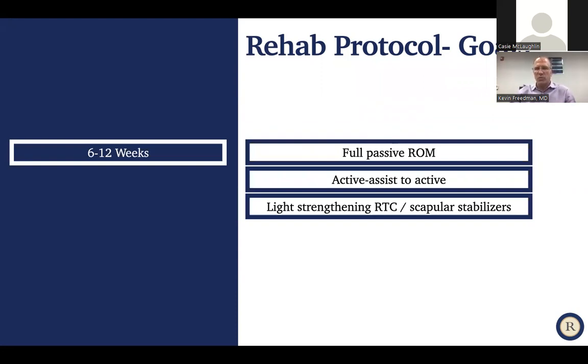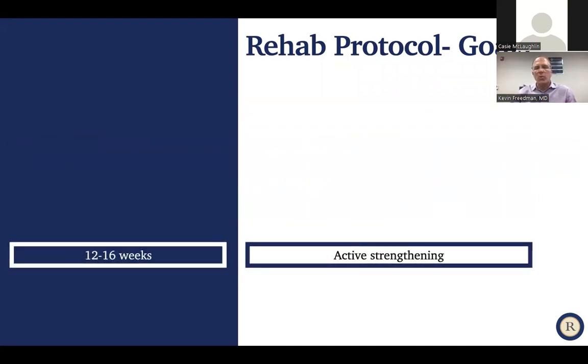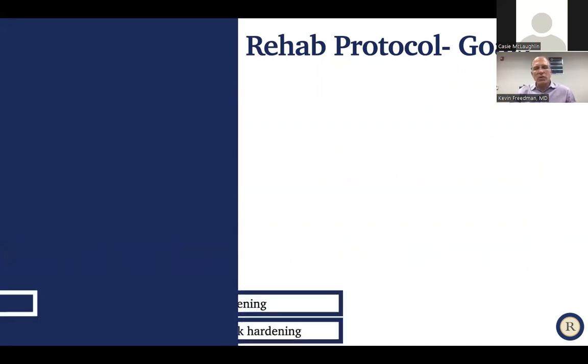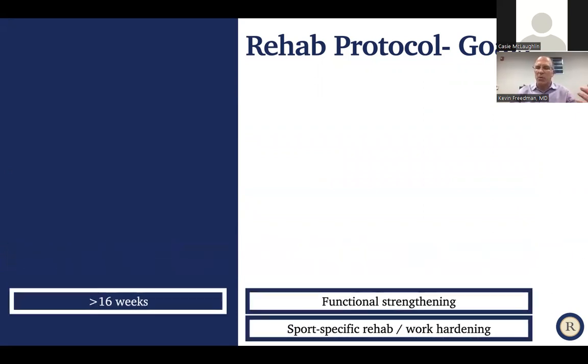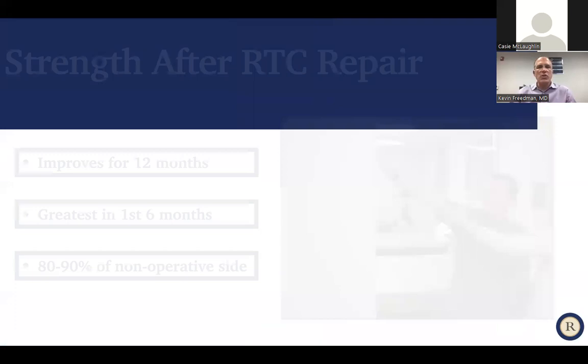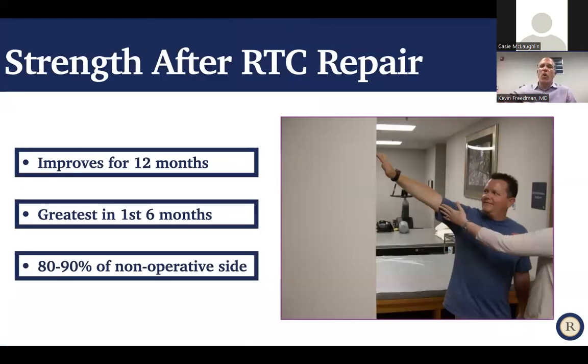I tell people it's between 2 and 3 months to be able to start doing things overhead. Really after the 3-month mark, we get people more functional. And it really takes 4 to 6 months for people to get more sport specific, or if they need to strengthen for work. It really takes about 6 months to gain your strength. And when you look at the outcomes, strength can improve all the way up to 12 months after rotator cuff repair. It's up to about 80 to 90% in the first 6 months, and it can take up to a year to get to that 90 to even 100% of strength.